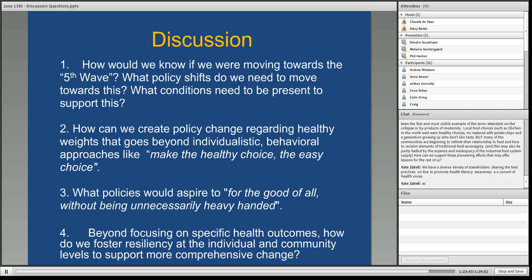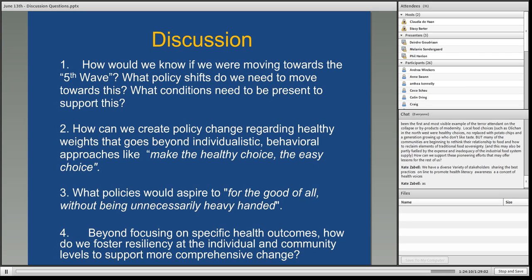I want to acknowledge some comments in the chat room from Kate about the role of health literacy, and she's indicated that there's a diverse variety of stakeholders sharing best practices online around health literacy and raising awareness about health literacy. And so I'm wondering if either of you would like to comment on the role of health literacy in creating change. She has a specific question.